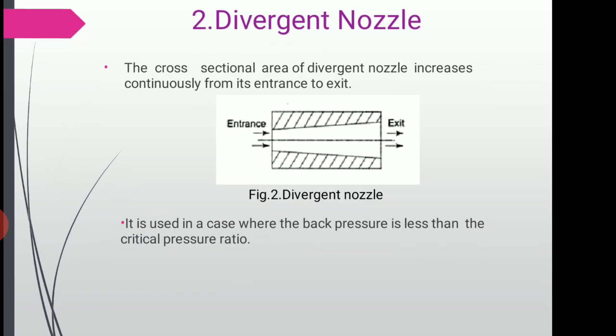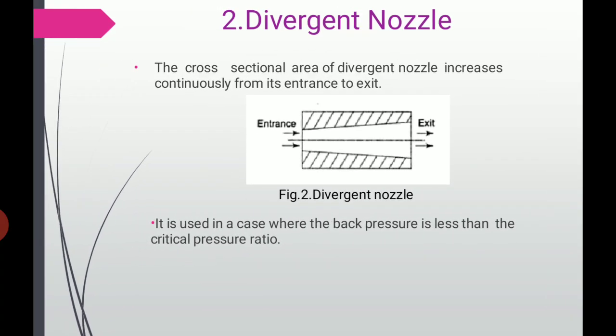So this is called a divergent nozzle. The cross-sectional area of a divergent nozzle increases continuously from its entrance to its exit. It is used where the back pressure is less than the critical pressure ratio.